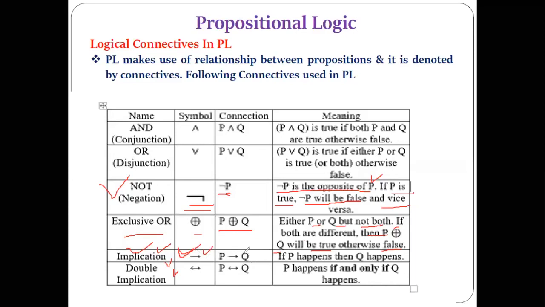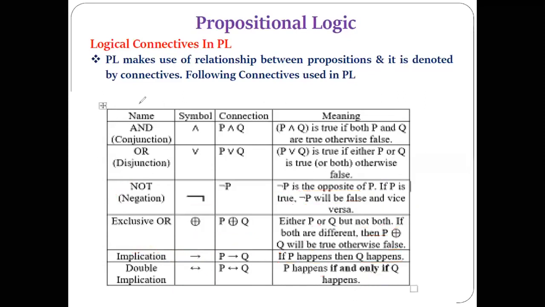a single-sided arrow. And here you can see the relationship can be shown like this, P implies Q. And the meaning of that is, if P happens, then Q happens. Then we have the biconditional or the double implication. We can see the two-sided arrow, P biconditional Q. P can happen if and only if Q happens. That is nothing but the double implication or the biconditional.